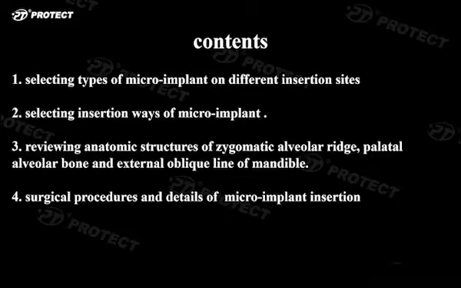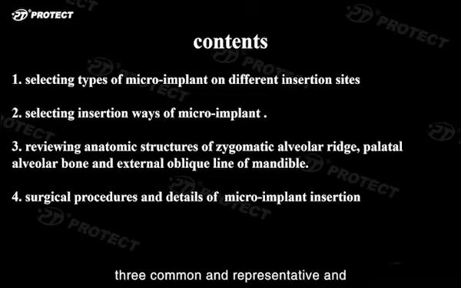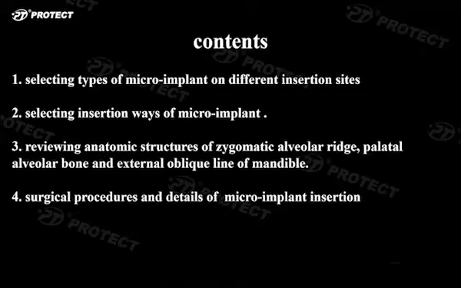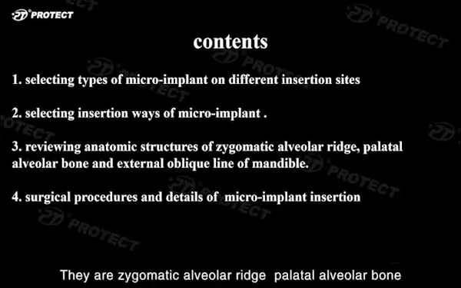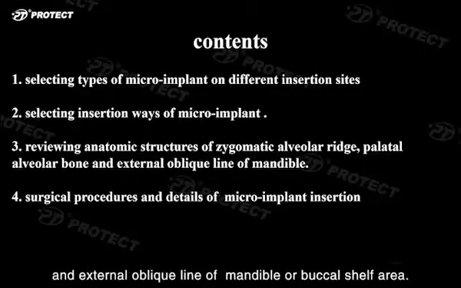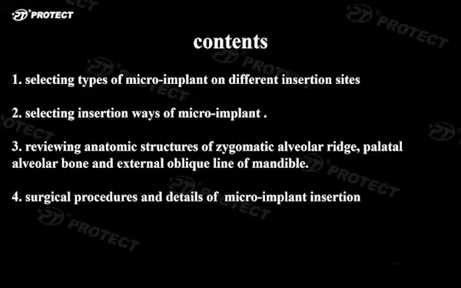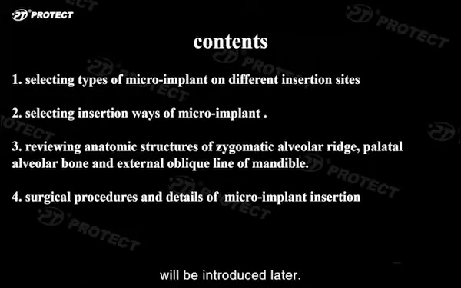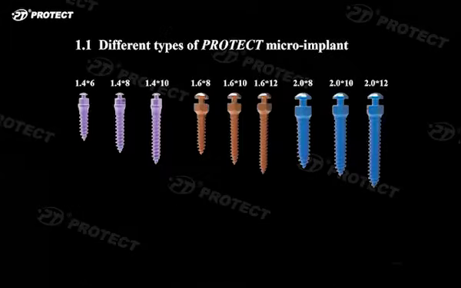Part 3. 3 common and representative anatomic structures are chosen to analyze. They are zygomatic oval ridge, palatal oval bone, and external oblique line of mandible or buccal shelf area. Part 4. Surgical procedures and details of micro-implant insertion will be introduced later. Let's see Part 1.